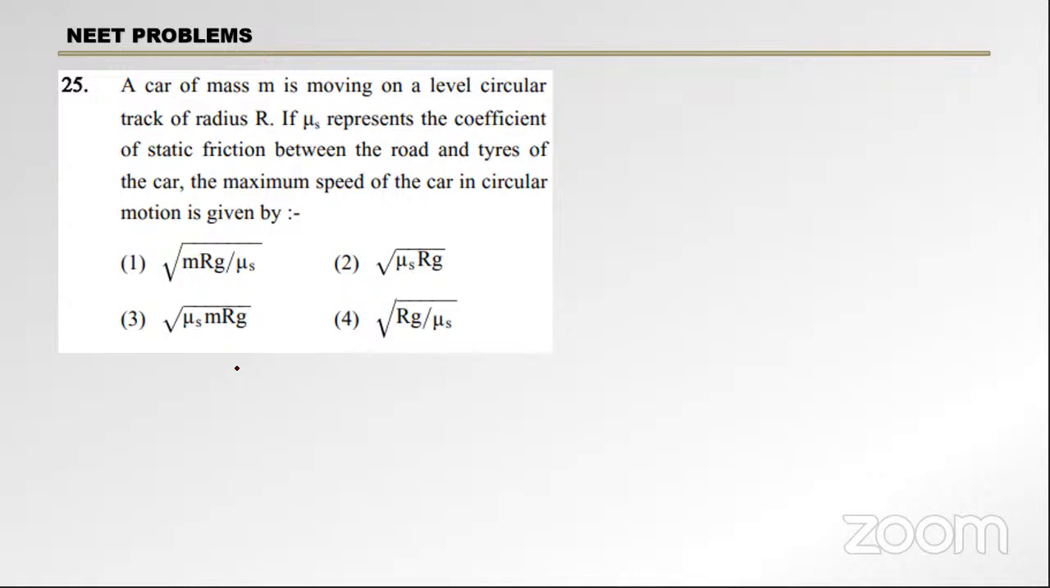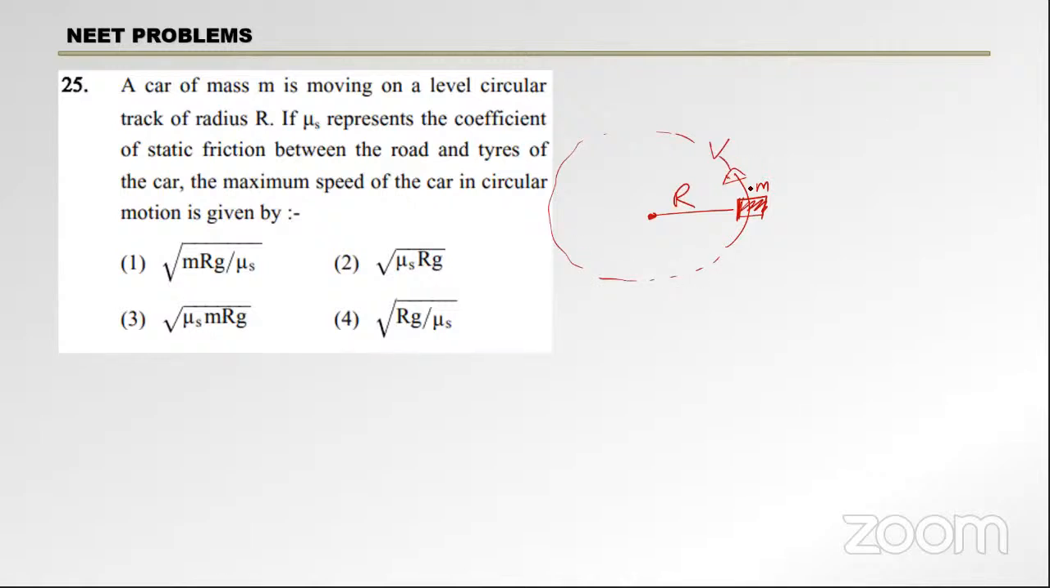This is a simple question. We will not do this. What it is telling is there is a car which is having some path like this. It is moving with some velocity. Then it is telling that mass of this car is m. I'm not reading the question, I'm telling you the feel of the question. Radius of the track is r. So this is a r radius track.